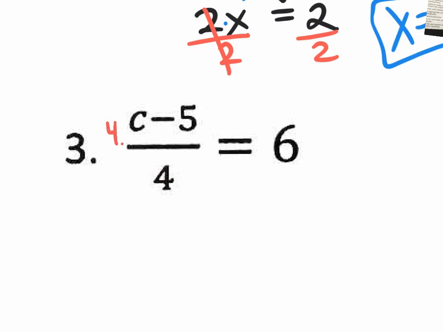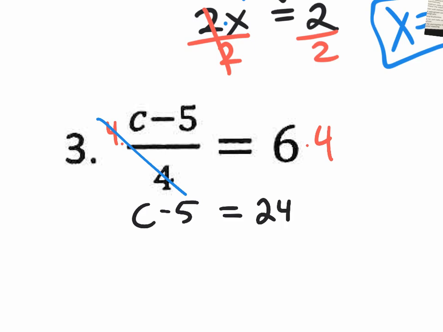So times 4. And what you do to one side, you must do to the other side to maintain the balance, the equality. So the 4's cancel. You have a c minus 5 left over. The equal sign comes down, and 6 times 4 is 24. So to get rid of that minus 5, what do we do? Plus 5. Plus 5. We will have c equaling 29.